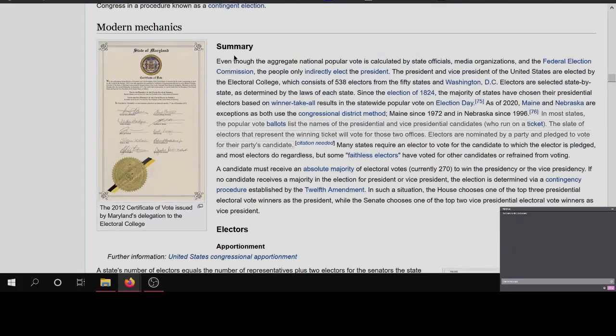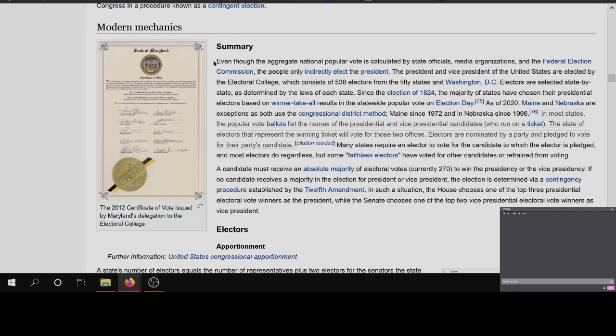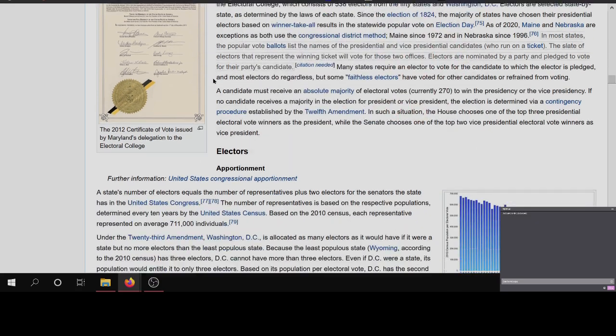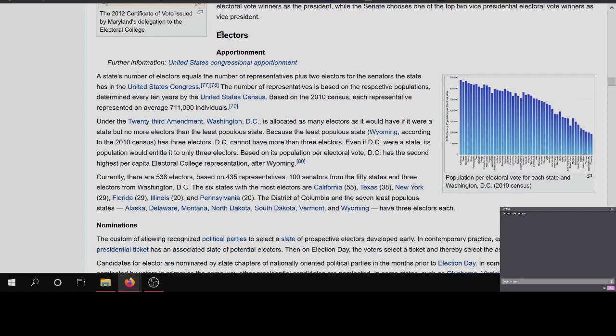Where should we go? We should just read the beginning here. The 2012 certificate of vote issued by the Maryland delegation to the Electoral College. Even though the aggregate national popular vote is calculated by state officials, media organizations, and the Federal Election Commission, the people only indirectly elect the president. So this is a good summary. Just need a quick read.